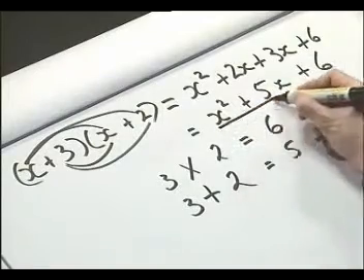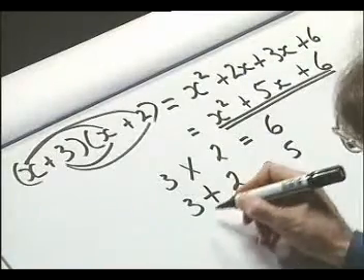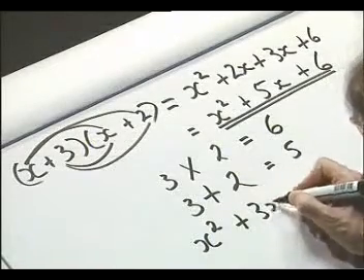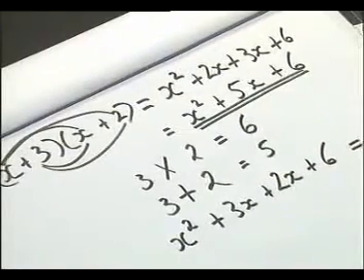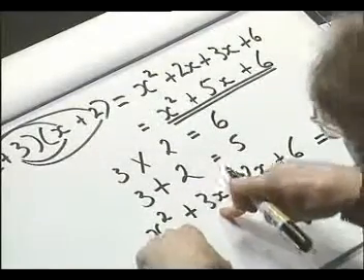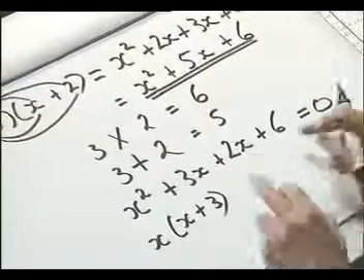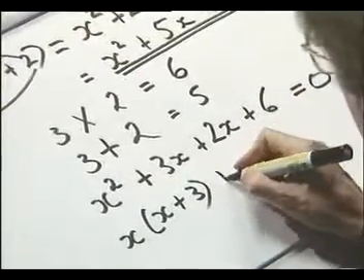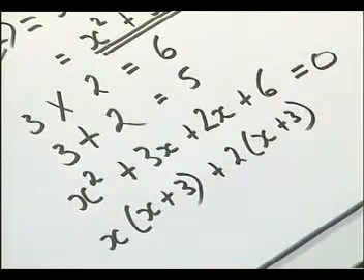So if we began with this, we would be looking to break that 5x down as x squared plus 3x plus 2x plus 6. Then we could look at these two and see if there was a common factor, and there is x, leaving us with x plus 3. Then we would look at these two. Is there a common factor? And there is 2, leaving us again with x plus 3.